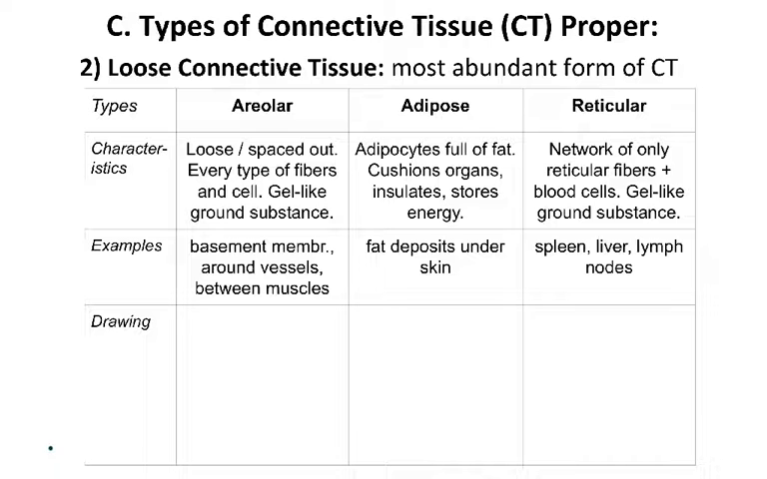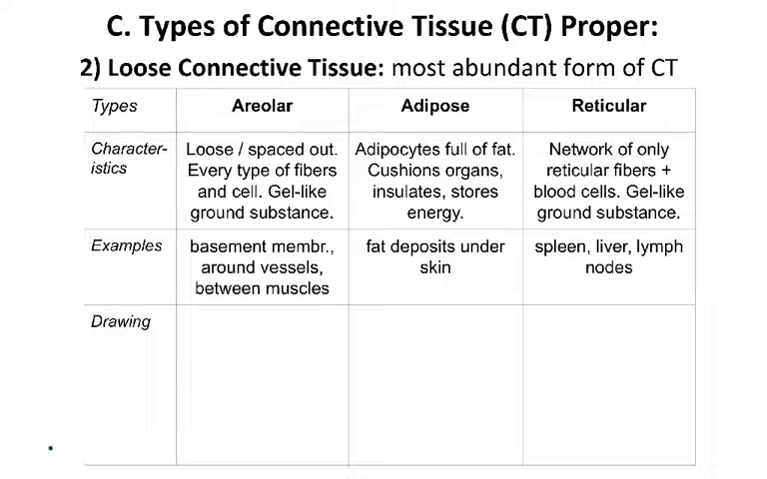Last but not least, we're going to go over reticular. Reticular is similar to areolar in that it releases a gel-like ground substance. But the big thing here is it's far more abundant in reticular fibers than any other tissue. And that reticular fiber is like a spider web network that allows a lot of cells to sit there and hold in place and form organs. But it's a very soft and squishy organ that forms because there's no tight outer layer. So pretty much any organ that is very mushy has lots of reticular tissue.